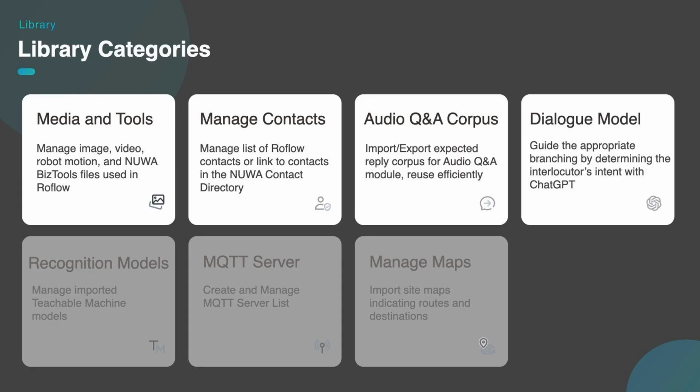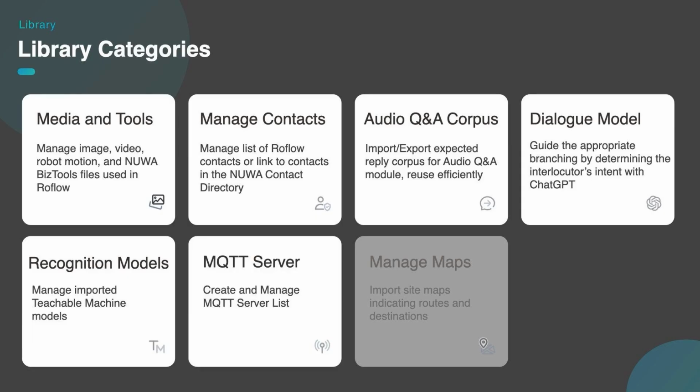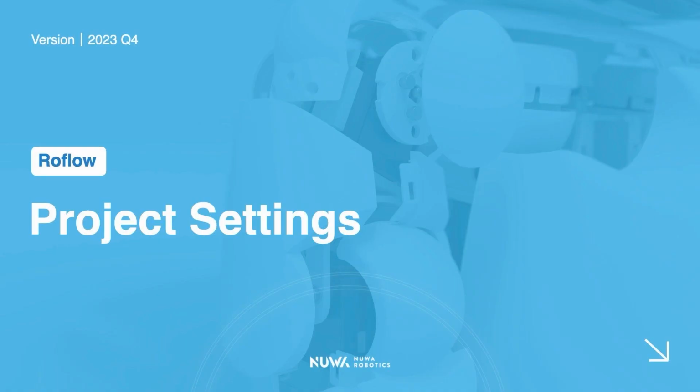The dialogue model, used for creating a model that allows ChatGPT to determine the intent of the interactors and guide them to the corresponding branches. The recognition model, used for managing the recognition training files in Google Teachable Machine. The recognition files primarily focus on image recognition other than faces. The MQTT server, used for managing the list of commonly used servers to facilitate quicker and easier setup of the MQTT module. The manage maps, used for importing map resources to set the project maps and allowing the robot to navigate. Next, let's discuss the project settings.